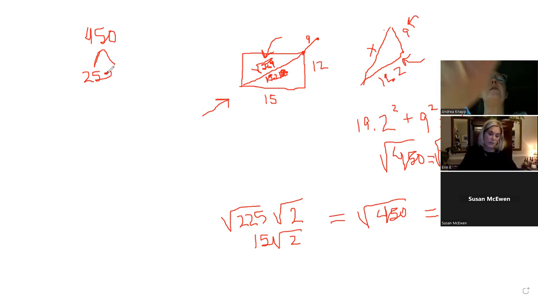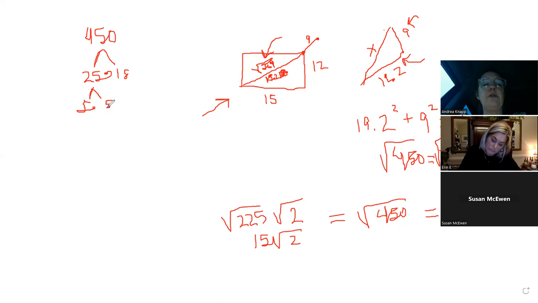So 450 divided by 25 is 18. So we have 25 times 18, and you could have started with 2 times 225 or 10 times 45. You'll get the same prime factorization no matter what path you take. 25 is 5 times 5. 18 is 3 times 6. So I'm going to put a times here, and then 3 times 6. And then my 6 is a 2 times 3.